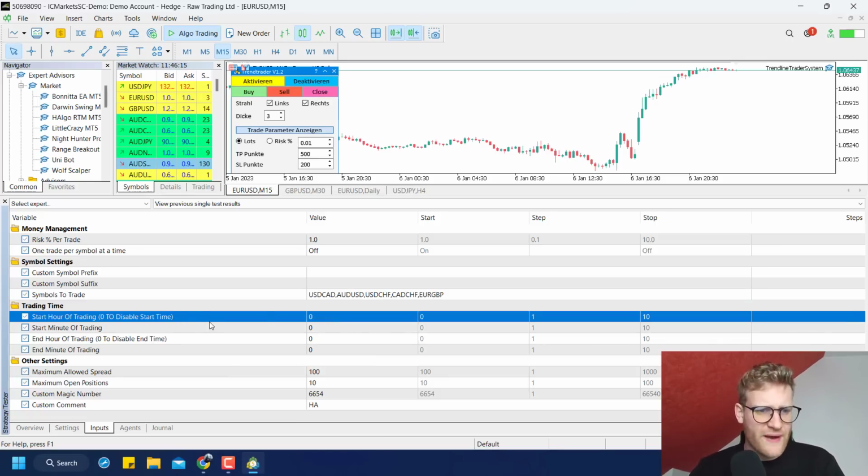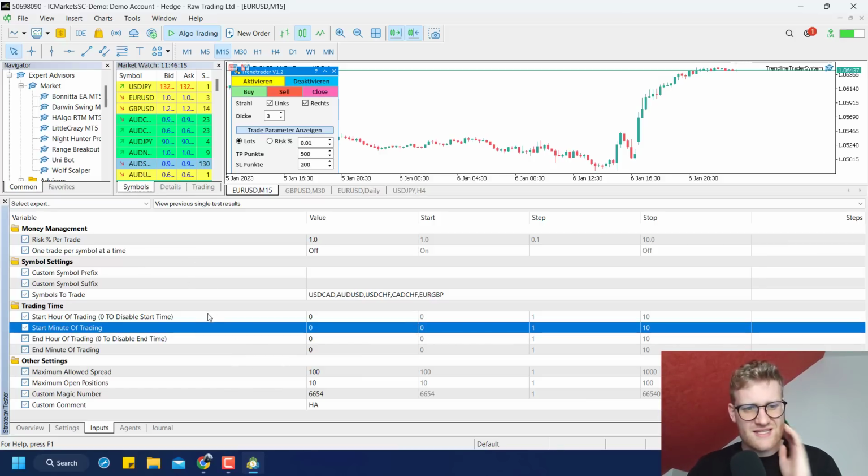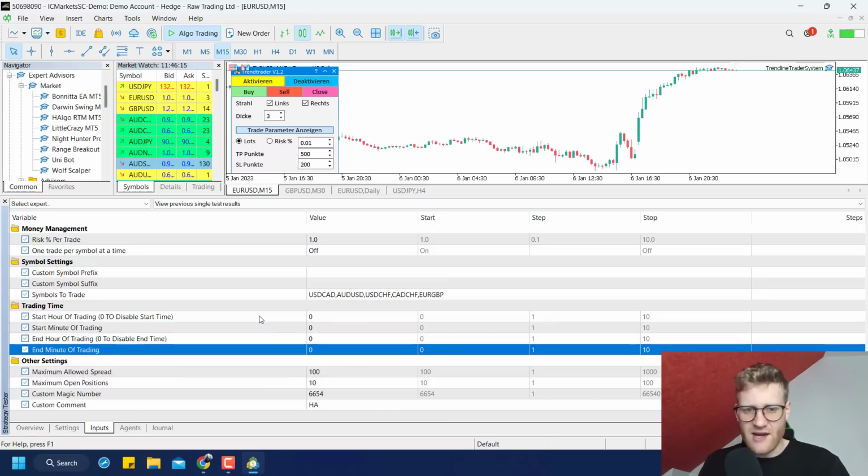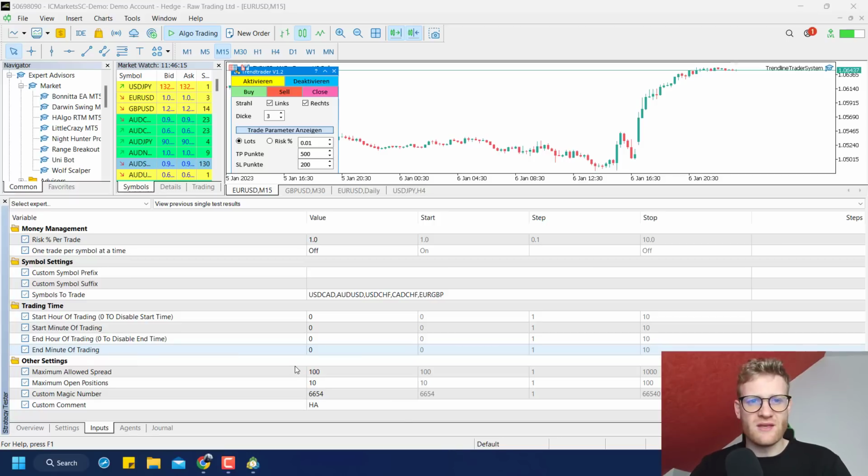And then there are trading times. So I think we could define a trading time from, let's say, 10 in the morning to 10 in the evening, but by default, this is not enabled, and I will just keep it as it is because I feel like the default settings are already meant to be used here.